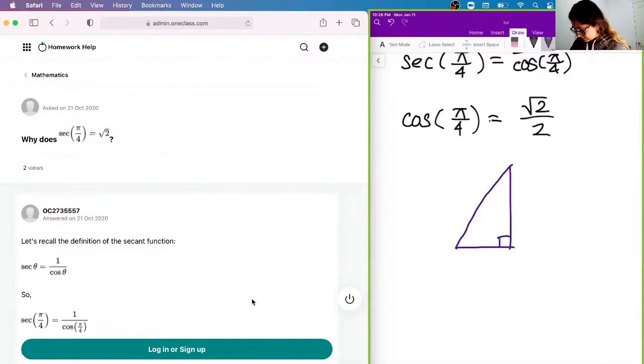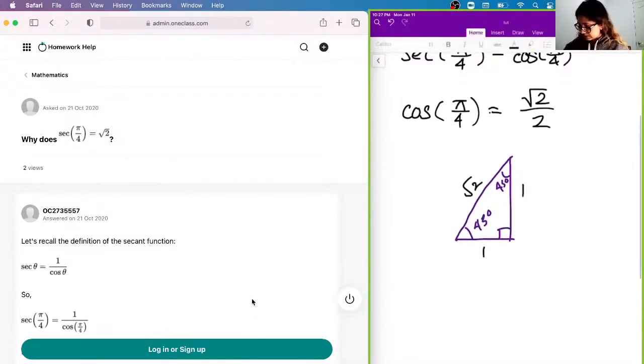Let's say this is 90 degrees. This is 45. This is also 45. Okay. This is our hypotenuse, right? The longest side. So this is, you guys remember, square root 2, and this is 1, and this is 1.